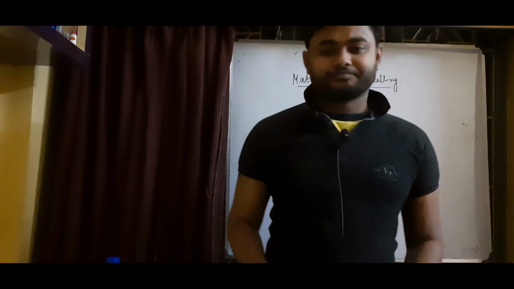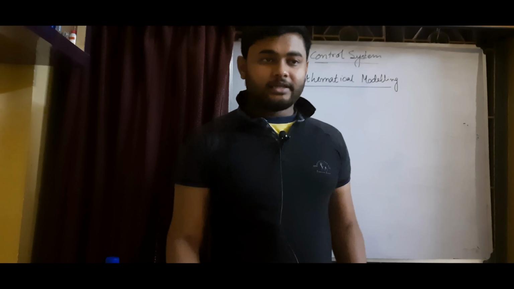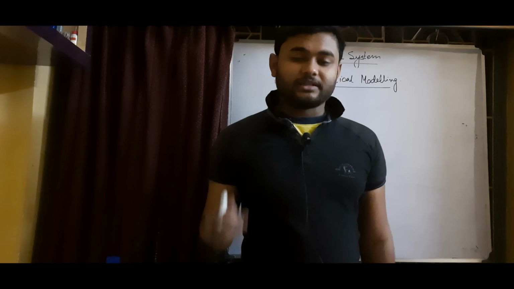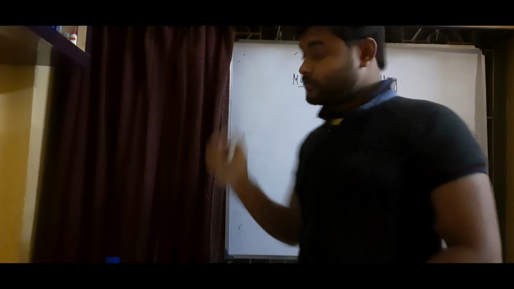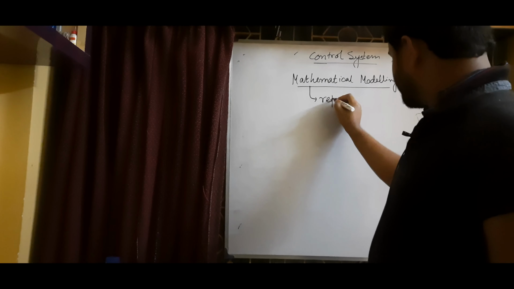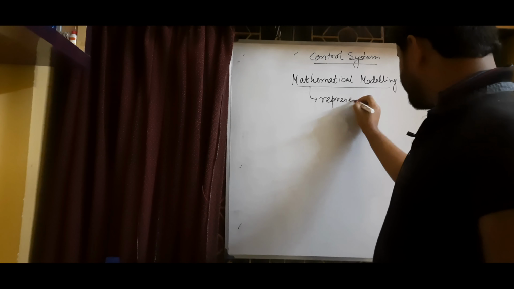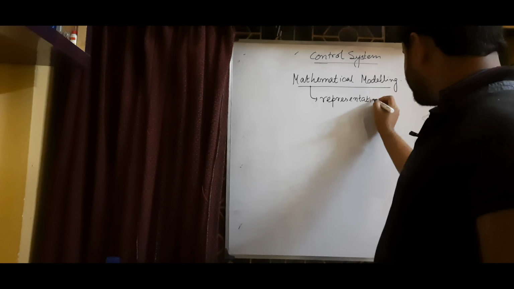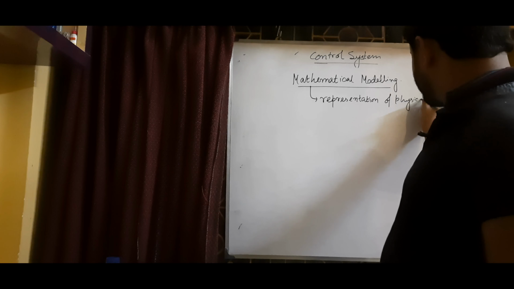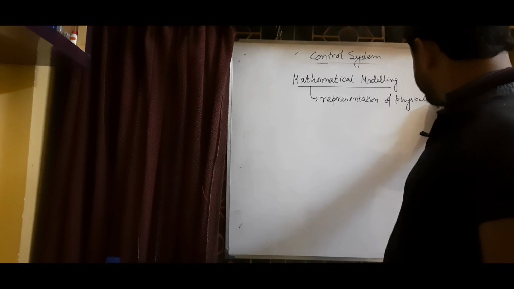Now, what is mathematical modeling? As I said earlier, mathematical modeling is the representation of physical system in terms of some mathematical function. So, mathematical modeling is representation of physical system.